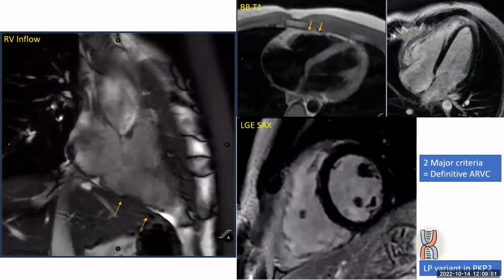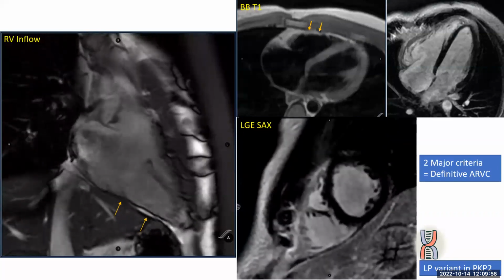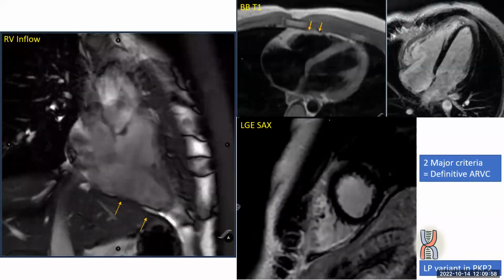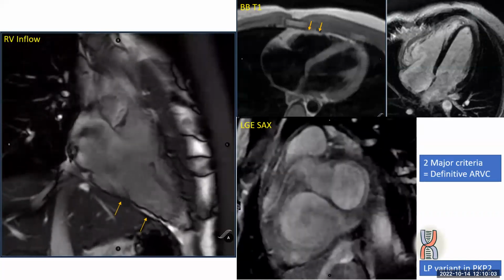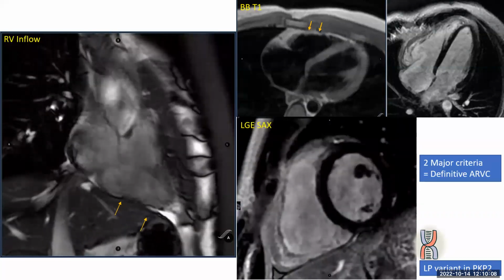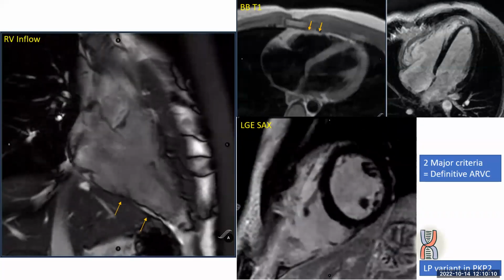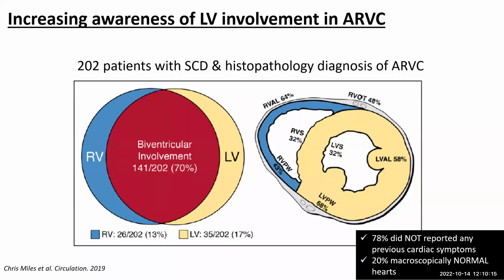Later, the patient was found to have a likely pathogenic variant in the plakophilin 2 gene, a well-reported gene for ARVD. This is a classic example of ARVD or ARVC with exclusive involvement of the right ventricle. But let me show you next what we have learned in recent years about the full clinical picture of the disease. Thanks mainly to post-mortem investigation like this one and the genotype-phenotype correlation studies, we realize that this is commonly a biventricular disease.